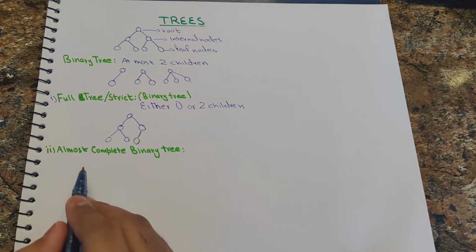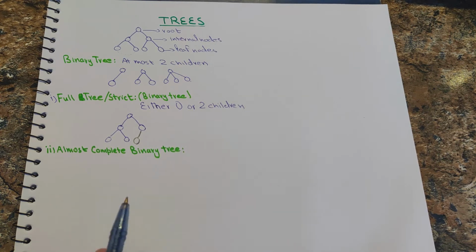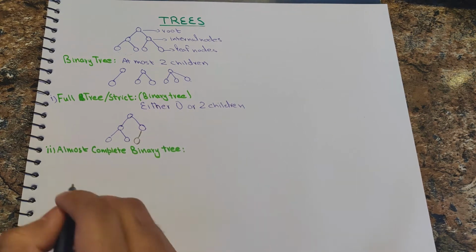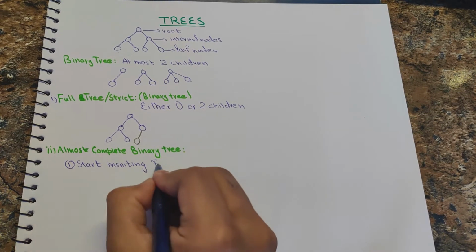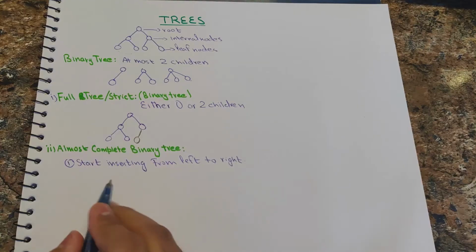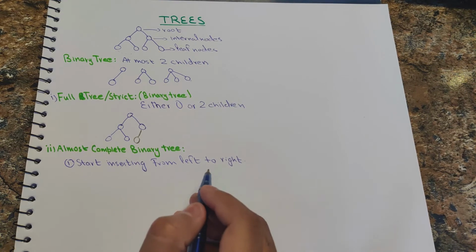Now the next type we have is the almost complete binary tree. Guys, let's try to understand this concept carefully because the heap tree concepts are usually based on the almost complete binary tree. So let's start. There are two important things that we need to remember in this case. So the first thing is we need to start inserting elements from left to right.